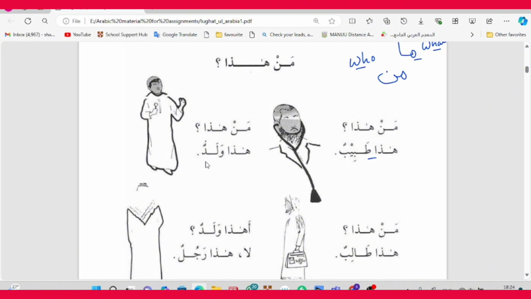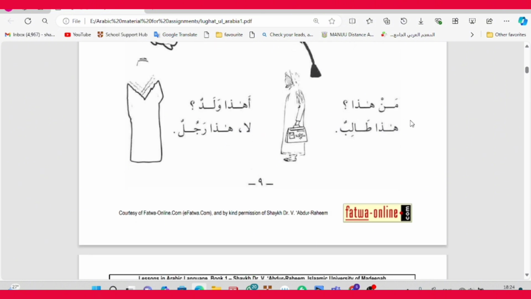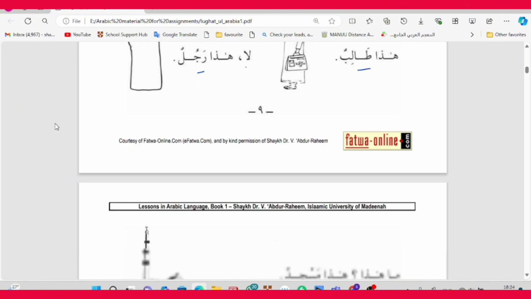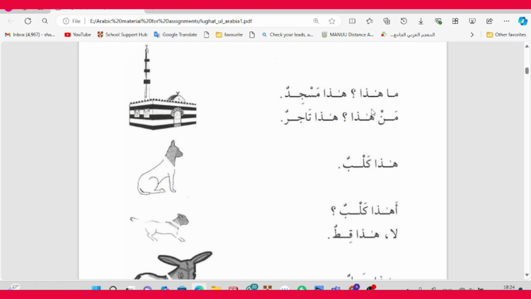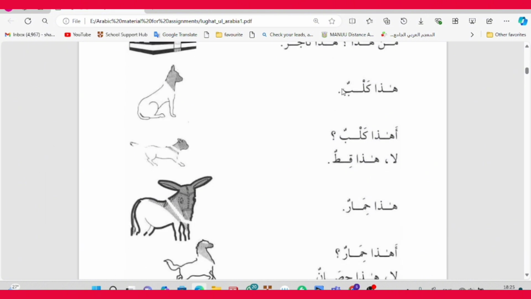Man hada, who is this? Hada walad, this is a boy. Now man hada, who is this? Hada talib, this is a student. Hada walad, is this a boy? La. Hada rajul, this is a man. Okay, so next is ma hada, what is this? Hada masjid, this is a mosque. Man hada, who is this? Hada tajir, this is a businessman.